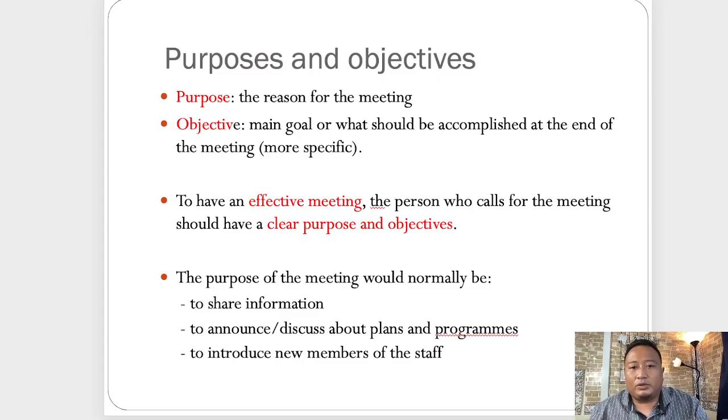The purpose of the meeting would normally be to share information, to announce or discuss plans and programs, and the last one is to introduce new members of staff.